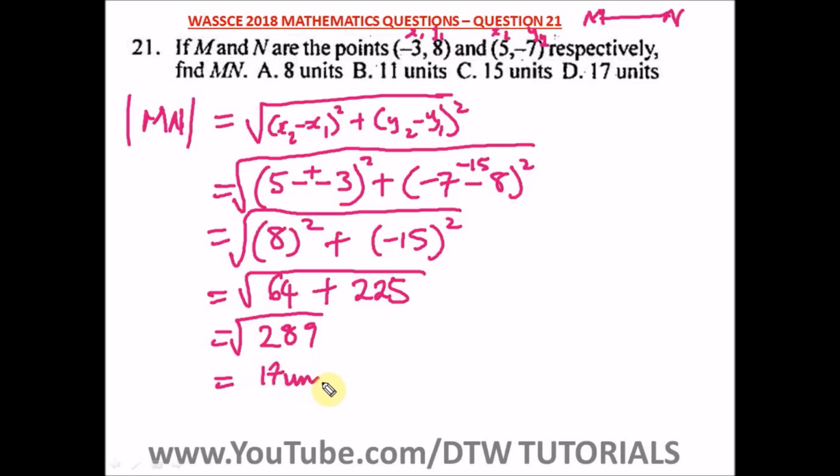17. So we have our answer as what? 17 what? Units. And our right option here is option D.